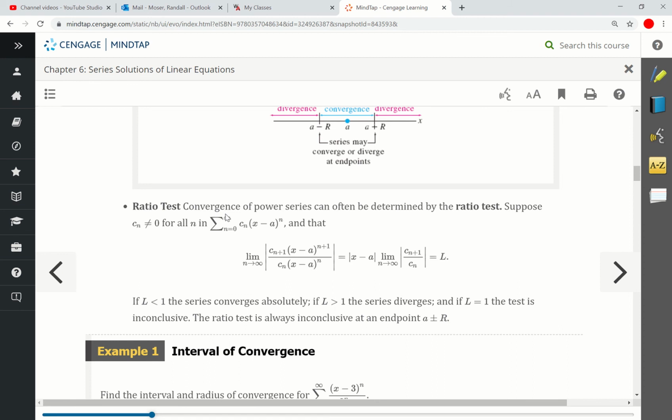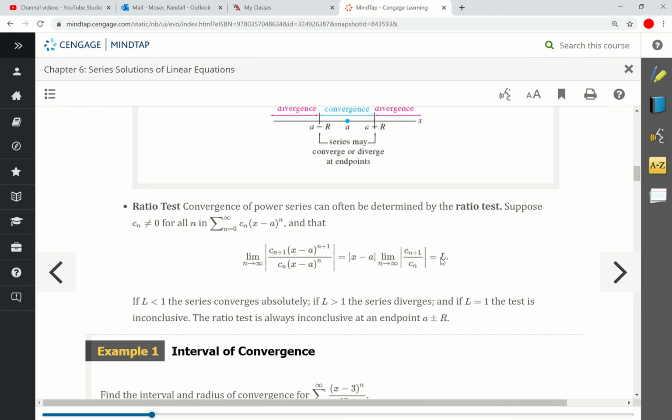Again, hopefully you've seen this previously, but convergence of a power series can often be determined by the ratio test. Suppose that c_n is not equal to 0 for all n, and we have our power series. Then suppose that the limit, as n approaches infinity, of the absolute value of the (n+1)th term divided by c_n (x - a)^n equals |x - a| times the limit as n approaches infinity of |c_{n+1}/c_n|, since you can pull |x - a| outside the limit because it doesn't depend on n, and this is equal to L.